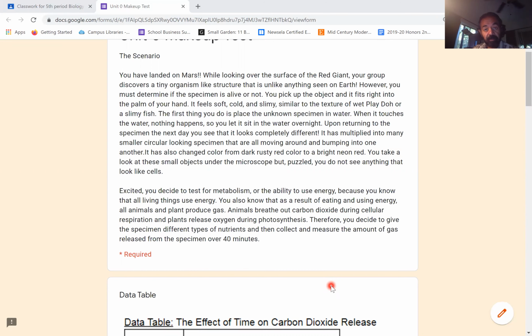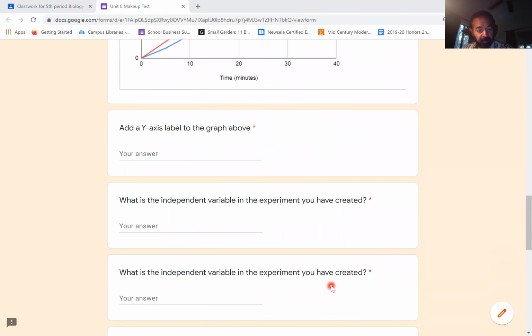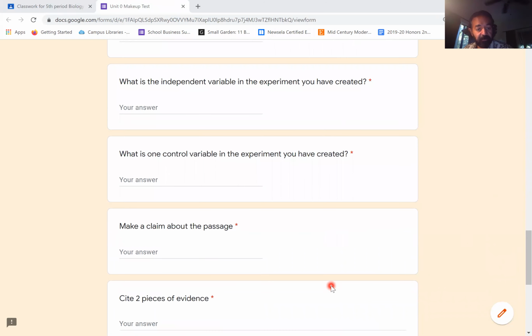The temperature, it doesn't say anything about temperature, but maybe the temperature was the same for both the Earth and the Mars specimen. That can be a control, right? The amount of light, maybe light affects respiration, who knows, right? So you could say the amount of light was the same for both the Earth and the Mars specimen, right? So that's your control variable.